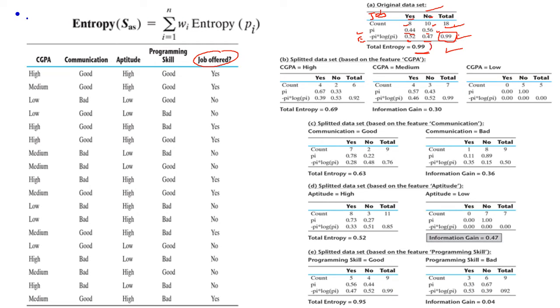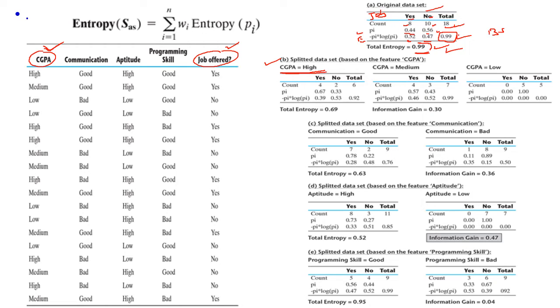So this is what we have computed already. This is the entropy before split. Now let us compute the entropy for all the other attributes, that is, after split, with respect to job offered, how the CGPA will be. First, let us take CGPA equal to high.